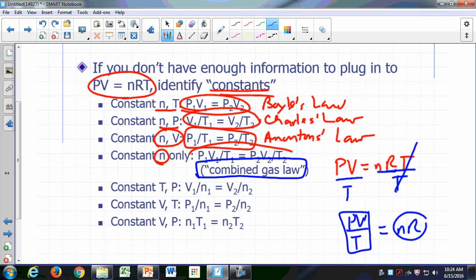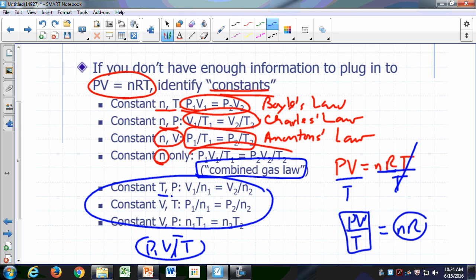Now, if two of these things, P, V, and T, are held constant, then the only way the other one could change is if you actually have a change in the number of moles. We're going to deal with that in the next lesson. So if you have constant T and P, or V and T, or V and P, then the remaining variable would be related to the number of moles of gas in your sample. So you must be dealing with cases where the number of moles of gas has changed, and that's in the next lesson.